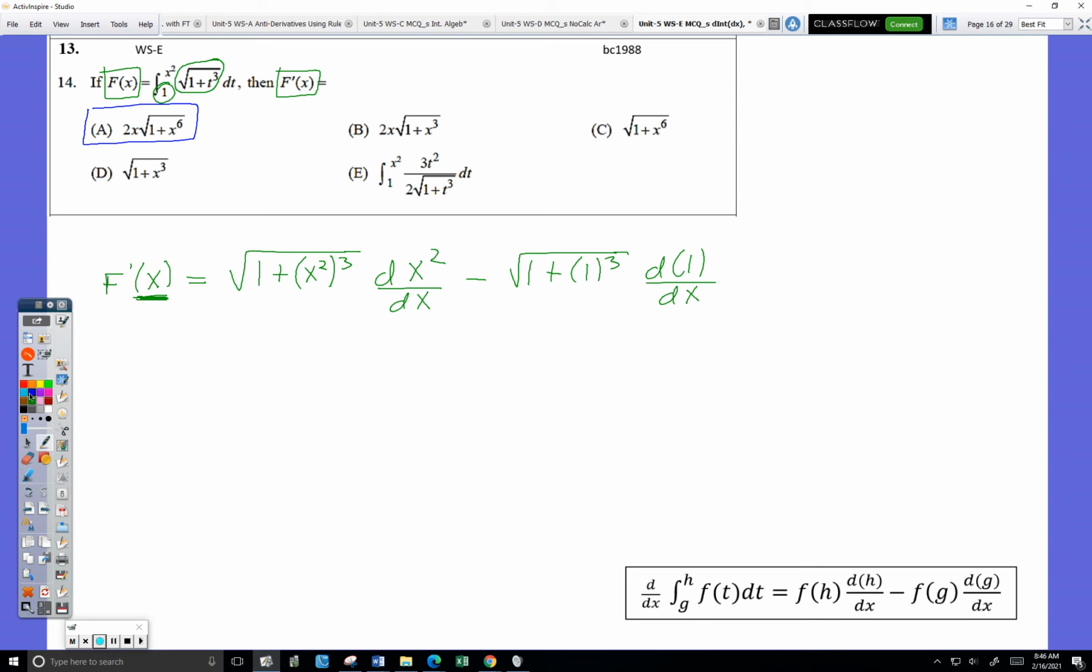But as is often the case, be careful. This isn't always 0, but that is 0. So if this is 0, this is 2x. So capital F prime of x is 2x, square root, 1 plus. To cube something means multiplied by itself 3 times. So this becomes x to the 6th. Question? Cool. Keep going.